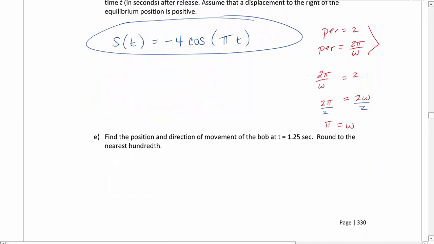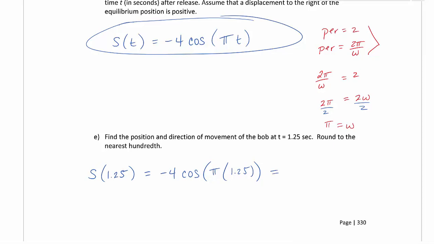Lastly, we want to find the position and direction of movement of the bob at t equals 1.25 seconds, and we'll round to the nearest hundredth. We're plugging in, finding S of 1.25. It's -4 cosine of pi times 1.25. And you'll want to plug this into your calculator. Make sure you're in radian mode, and we'll round to the nearest hundredth. We get 2.83. And they did give us a unit of inches.